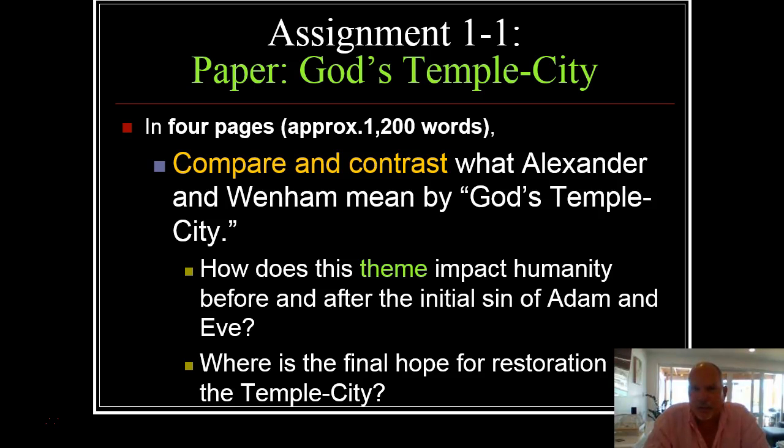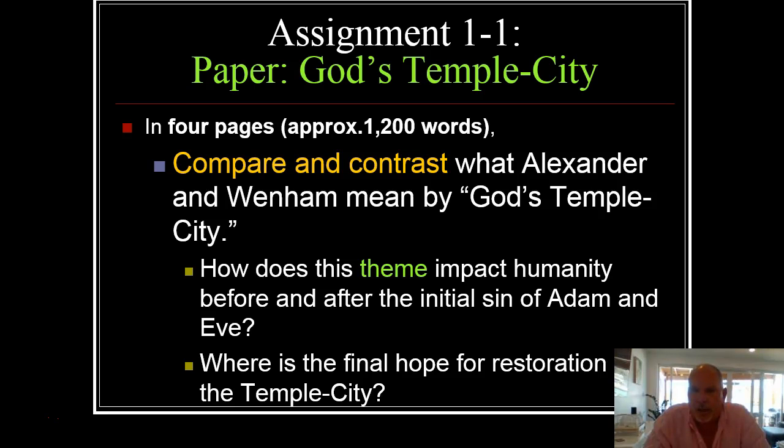There were several ways that you might have approached the paper, but the classic way is to first review what Alexander means by his use of God's Temple City, and what Wenham means by his use. That is a paragraph or two outlining and engaging with each of them and how they use this term. Wenham goes into multiple subpoints as to how the Temple City is understood, and I was looking for at least a brief mention of each of those subpoints.